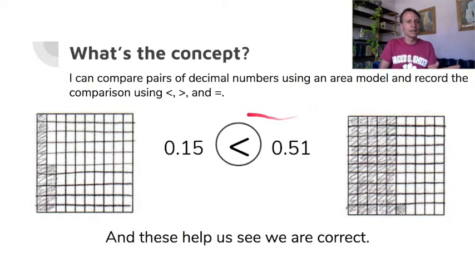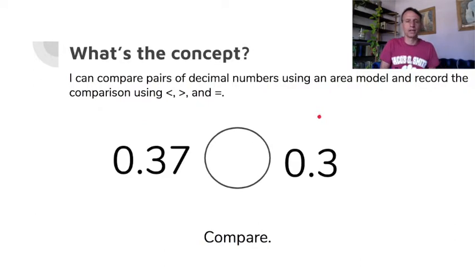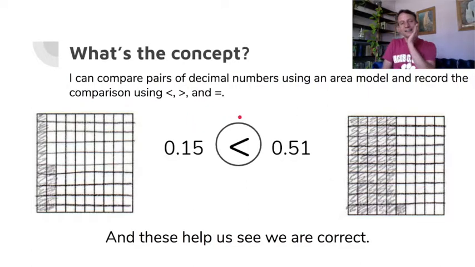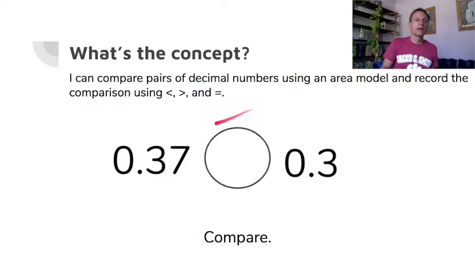Here we go. So there they are with the area models. We would draw these out and say that's what 15 hundredths look like. That's what 51 hundredths looks like. All right, now we know. I told you that was the easiest one. Let's look back. That was such an easy one. Those days are over.